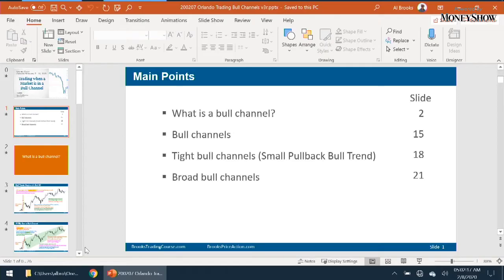And then I classify bull channels. There's just a traditional bull channel, a term that everybody uses. And then I subdivide bull channels into two other types of channels. One is a very tight bull channel, which is a small pullback bull trend, a trend where there are pullbacks. So it's not in a breakout phase, but the pullbacks are small. And then at the other extreme, there are bull channels that are so broad that they look more like trading ranges than like bull trends.